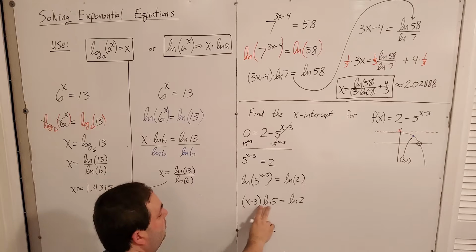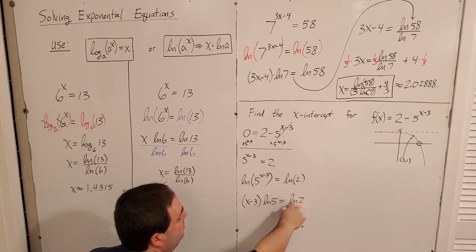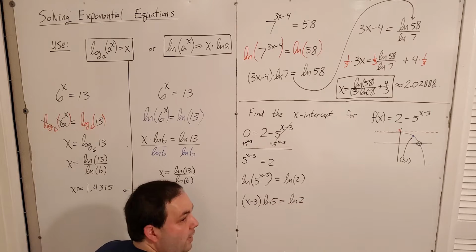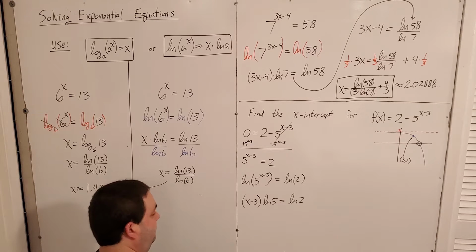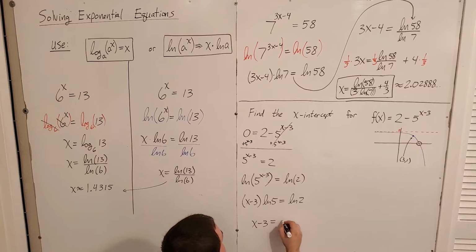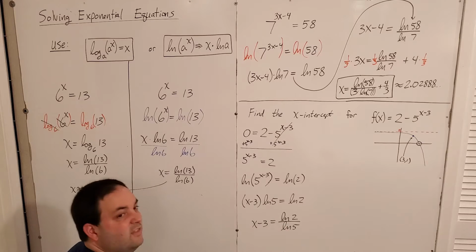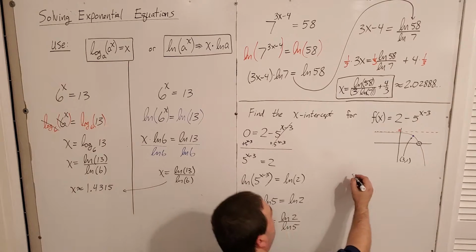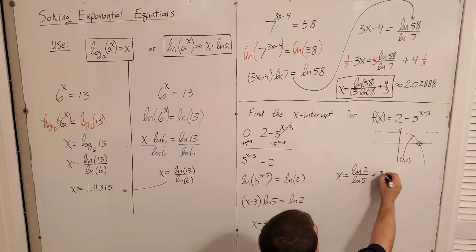Just like before, this is one of those situations where I can just go ahead and get the ln out of the way because there's no other x's on this side that I would have to interact with. So I'm going to divide both sides by the ln of 5. Okay, so I have x minus 3 is equal to ln 2 divided by ln 5. And then I'm just going to add the 3. So I have x equals ln 2 divided by ln 5 plus 3.